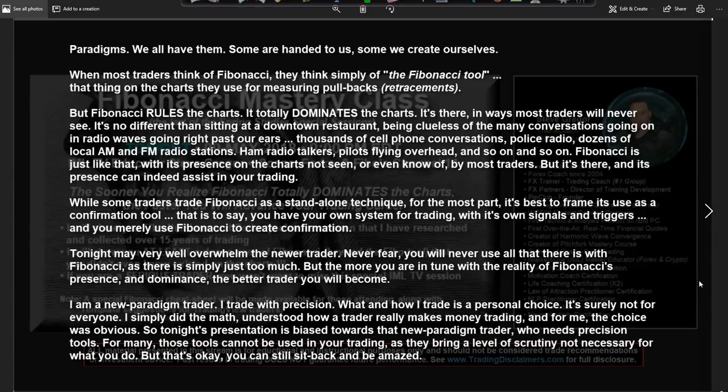So paradigms, we all have them. Sometimes they're handed to us. Sometimes we create them ourselves. When most traders think of Fibonacci, they think simply of the Fibonacci tool that's built into most traders' charts. That thing on the charts they use for measuring pullbacks and retracements.